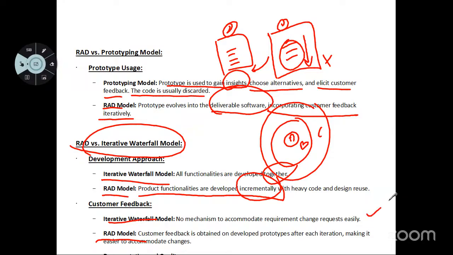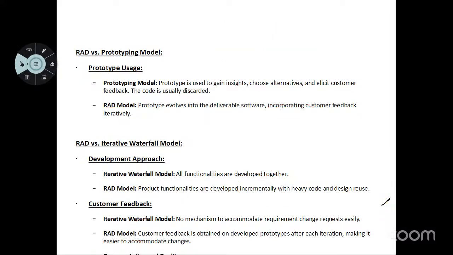Right. So when you are going for the iterative waterfall model, whatever changes are there are not going to be accommodated very easily. But in the RAD model, you can go for the changes, depending on the cost and on the user's requirements. Okay. So these are the differences between the various models and the RAD model. First we have seen the prototyping model and then the iterative waterfall model. Are they clear? Clear?